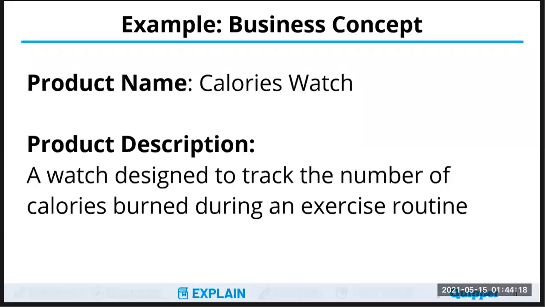1 page. And so for example ng business concept, so product name, calories watch, product description, a watch designed to track the number of calories burned during an exercise routine. So itong business concept, pwede natin siyang makita din sa mga piece natin, yung mga product place, process, price, and etc. No? Pero mas makikita natin siya sa mga product natin. Yan, meron tayong product name and then the product description.